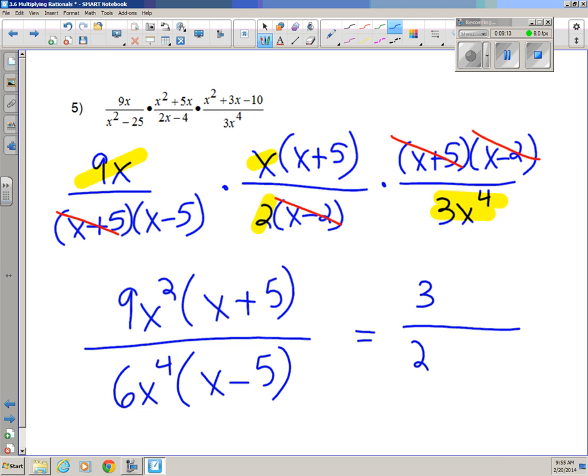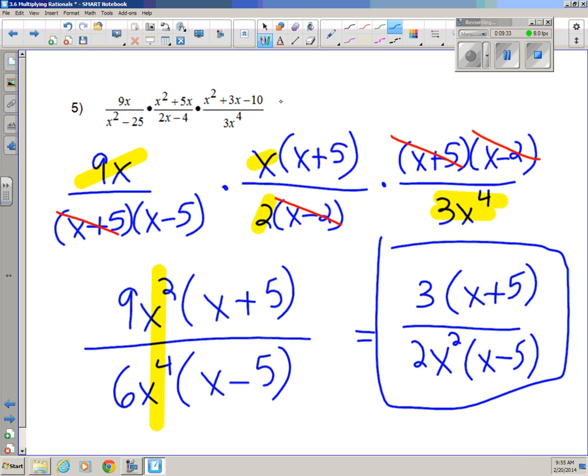The monomial variables, right? I've got this whole thing right here with the x's. There are more x's on the bottom. Whoopsie. There are more x's on the bottom by 2. So I get x squared on the bottom. And now this package up top stays as is. This package on the bottom stays as is. And here's your final answer. It's 3 times the quantity x plus 5 over 2x squared times the quantity x minus 5.